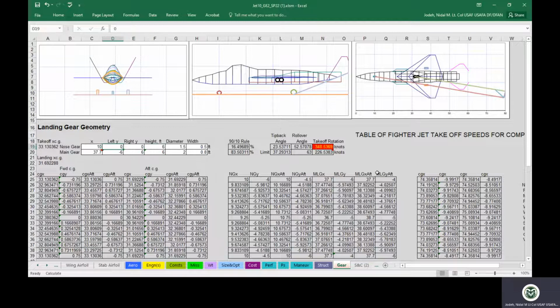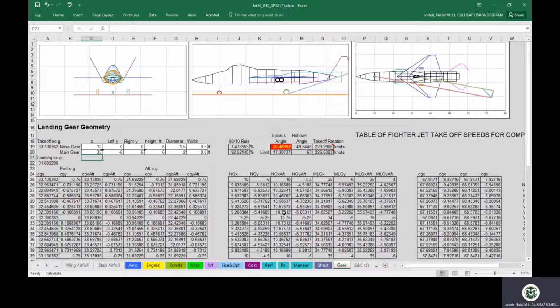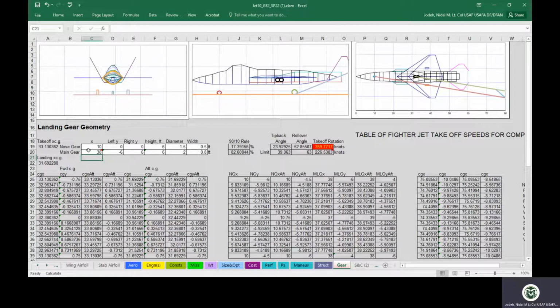That didn't do anything. What about the position of the landing gear? I'm moving the main gear here forward and back when I look at the X value. Let's put it at 35. Oh, boom, look at that. It took my takeoff rotation down, but my tip back angle is too high now. What about 36? Let's go back to 38. I'm still pretty high. You got to keep your 90-10 rule happy. The takeoff rotation. So what helps me take off?